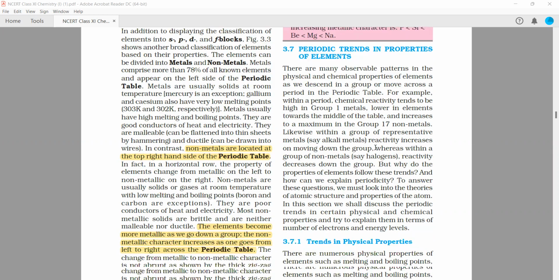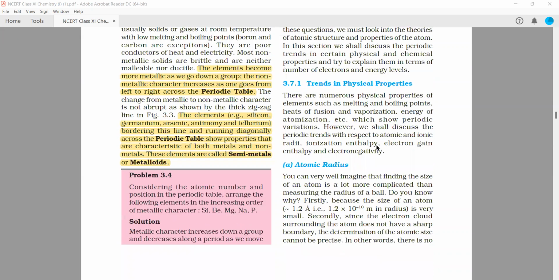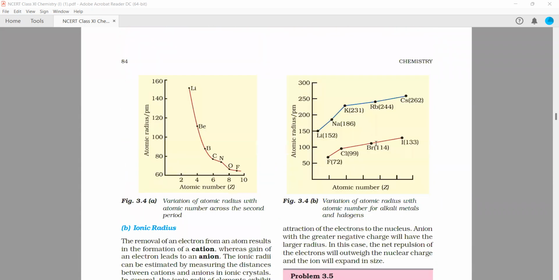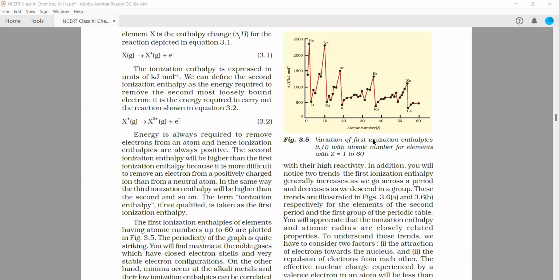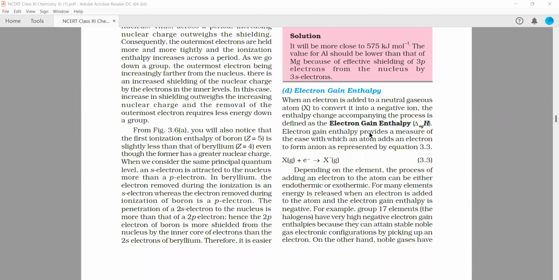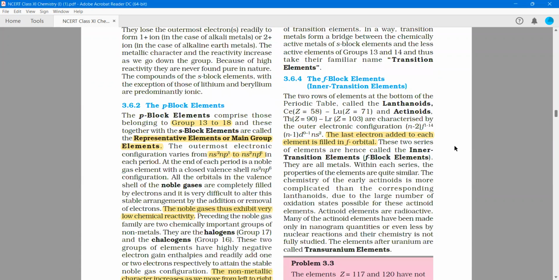By the periodic trends, we will be studying the physical properties, that is the atomic radius, and then the covalent radius, followed by ionic radius, ionization enthalpy, and electron gain enthalpy. All of these physical properties we'll be dealing with in this particular topic.